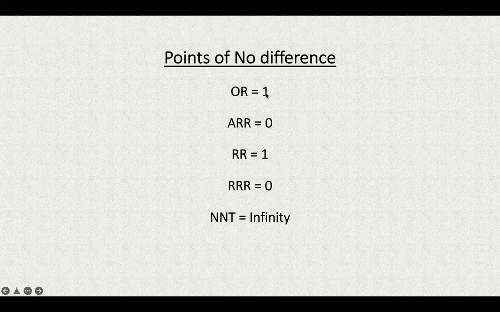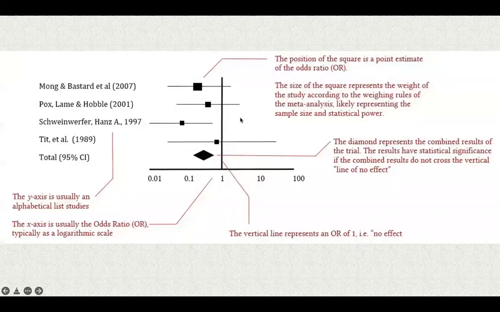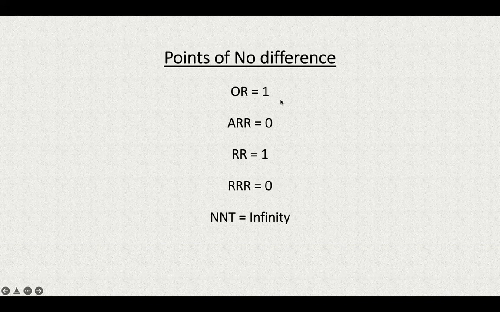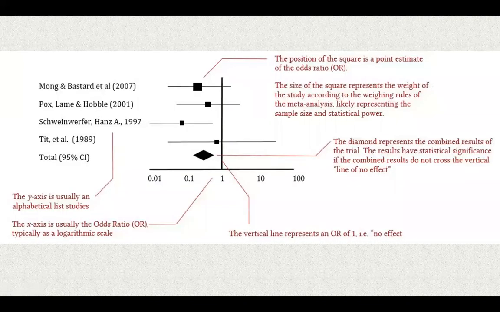You should know the points of no difference for all of these values. For example, in this forest plot, we had odds ratio. So you should know that the point of no difference for odds ratio is 1. This means that any value which is crossing, which is either 1 or less than 1, that is statistically insignificant. Obviously, you can see that studies 1, 2, and 4 are statistically not significant because their confidence intervals are crossing the line of no effect.